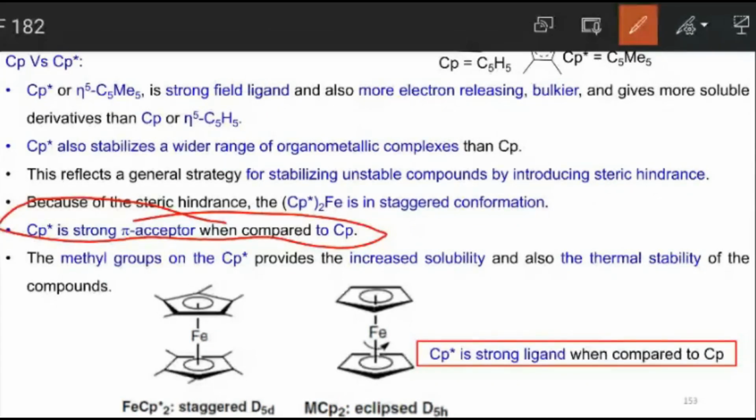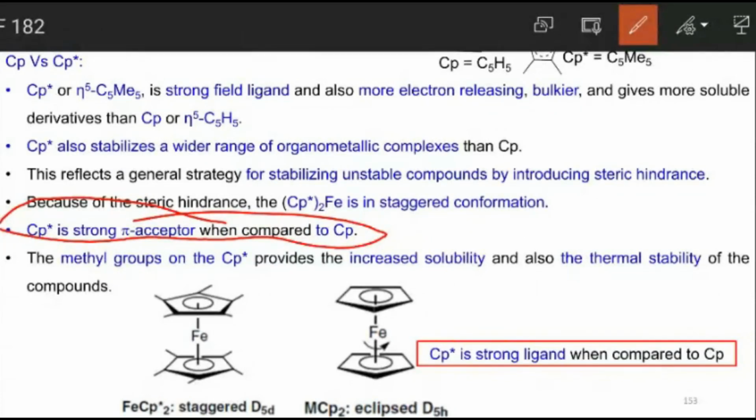But இங்க என்ன சொல்றோம்? CP star is a strong pi accepting ligand. என்ன காரணம் அப்படின்னா, the 5 methyl group in the CP star is actually to maintain the charge. அங்க ஒரு சார்ஜ் இருக்கு, அந்த சார்ஜ் காம்பன்சேட் பண்றது தான் 5 methyl group இருக்கு. And during the process, the pi star energy level will be reduced, and now the metal can nicely do the pi back bonding, and that is what is happening.